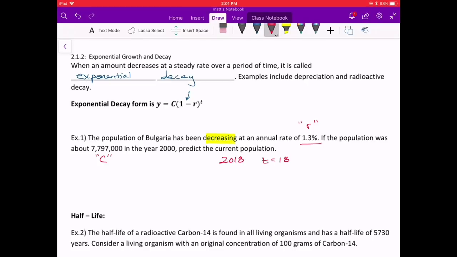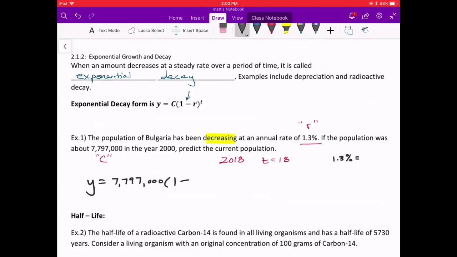Okay, so let's go ahead and fill in our model for us here. All right, so Y equals the initial amount, 7,797,000, times 1, and this time I'm paying attention, minus because of decay.